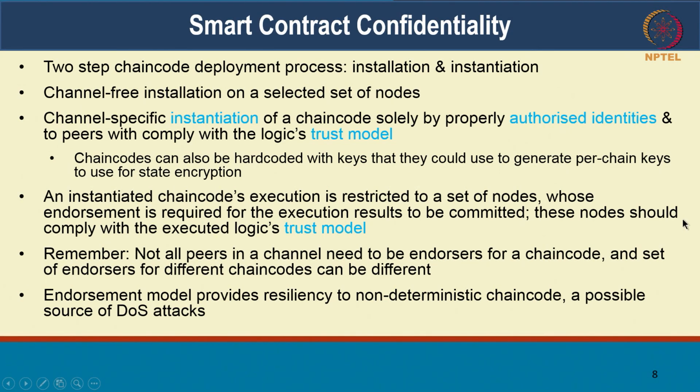Right, so this ensures smart contract confidentiality. Only the peers for a particular channel that need to execute the transaction, who are going to act as endorsers, will or can hold the smart contract code, right? And the endorsement model provides resiliency to non-deterministic chain code. Given that multiple endorsers will endorse a particular chain code, you can ensure that the code is deterministic, right?